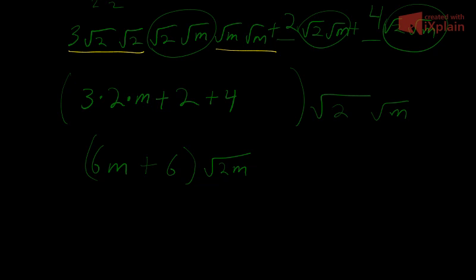If we wanted to, we could have also factored the coefficients out front here, and that would have given us m plus 1 times 6 square root of 2m. So I just pulled the 6's out, giving me m plus 1 times 6 times root 2m. I have 6 times root 2m, and that'd be all done.